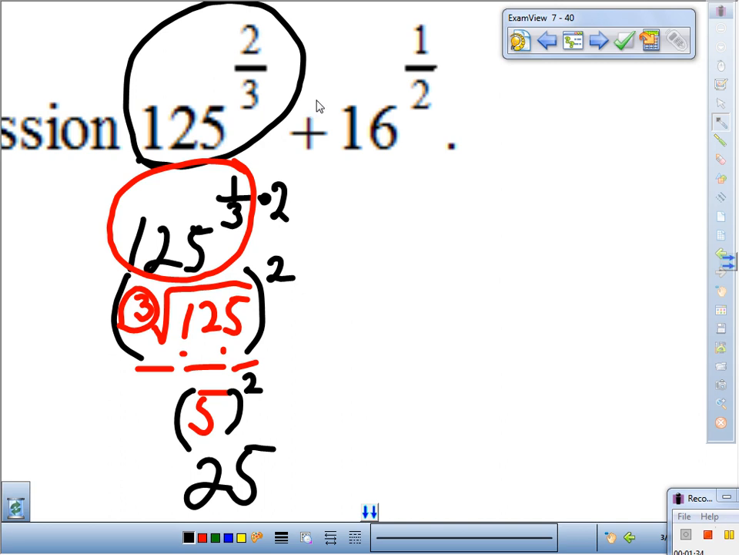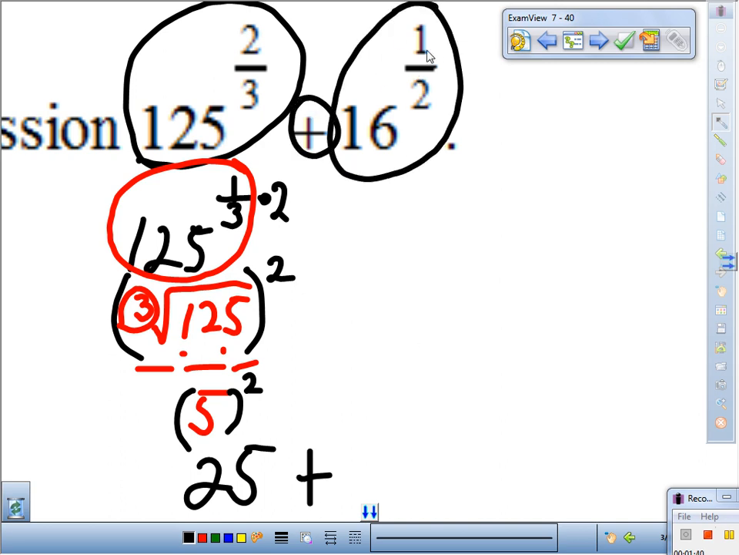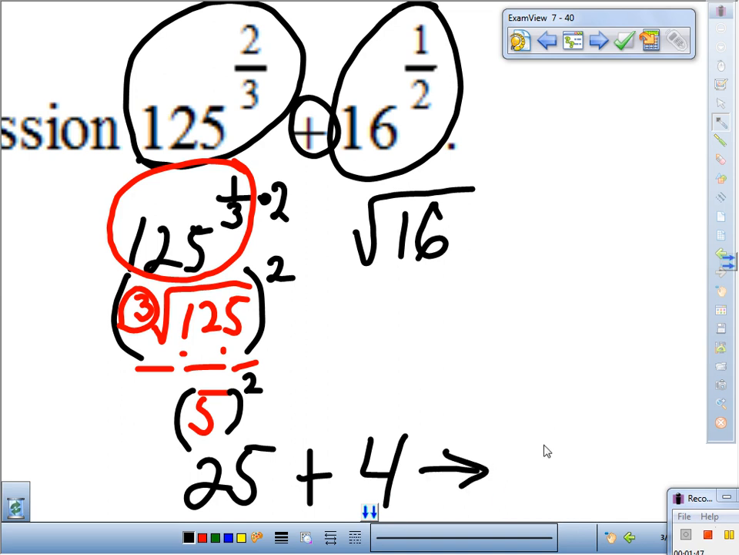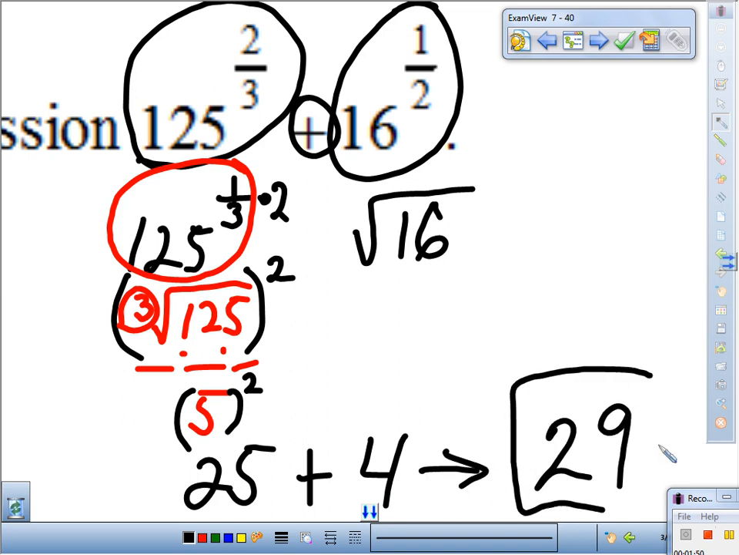All right. We got the plus sign. This one is already simplified for the fraction, so we get the square root of 16. What is the square root of 16? 4. Therefore, 29. Have you got that? Okay, good. Go to number 6.